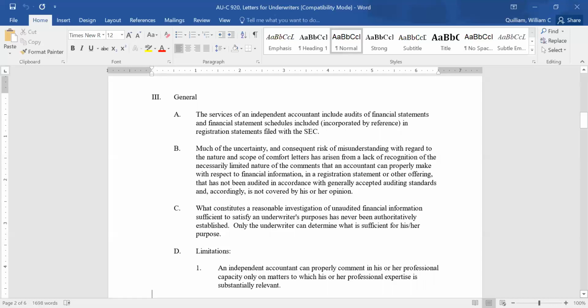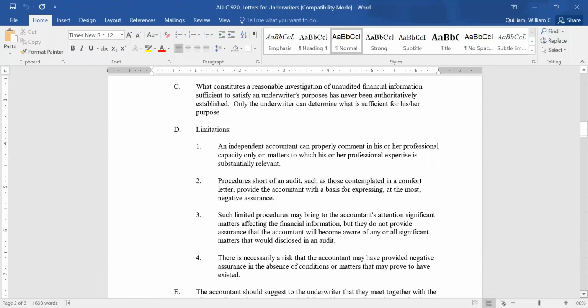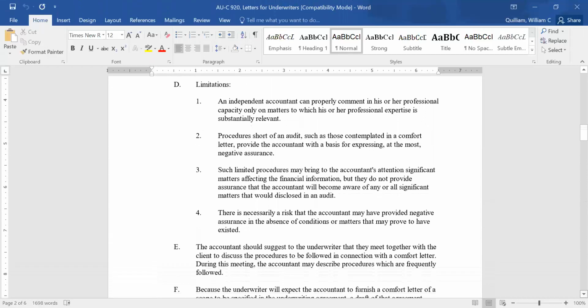Coming on down, skipping C, to the limitations. First of all, an independent accountant can properly comment in his or her professional capacity only on matters to which his or her professional expertise is substantially relevant. So we can only comment on things which are somehow within our purview. Not everything may be financial, but things are related to financial statements or to our expertise in one way or another. Anything beyond that, we cannot say anything.